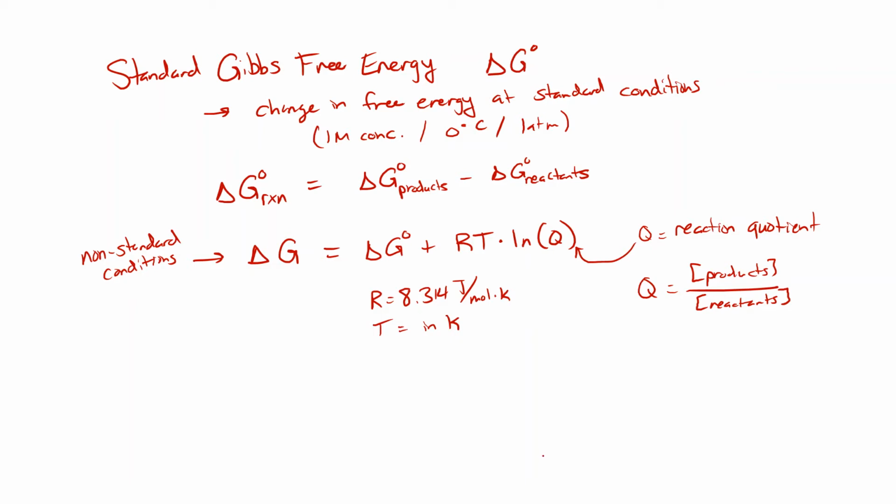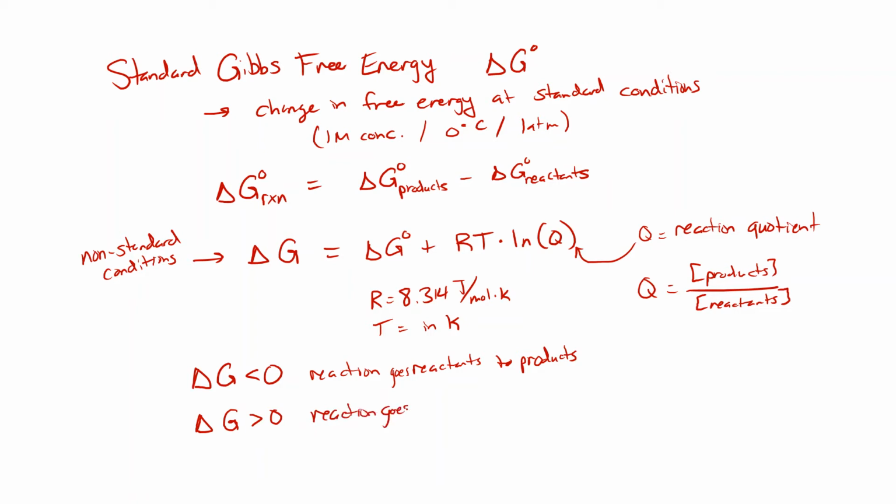Okay, so what does this tell us? If delta G is less than 0, right? So if we calculate this out and this is less than 0, then the reaction goes from reactants to products. It's favorable to create the products in our reaction. If delta G is greater than 0, of course, the opposite is true. Then the reaction goes from products to reactants.